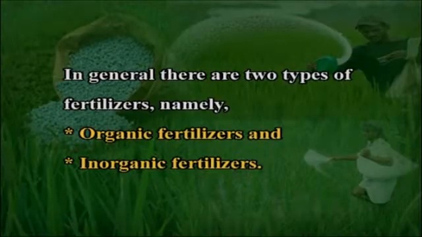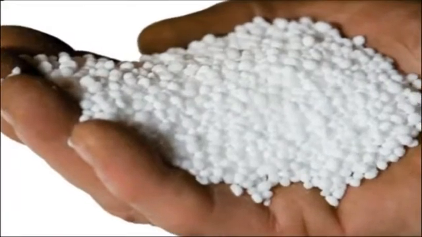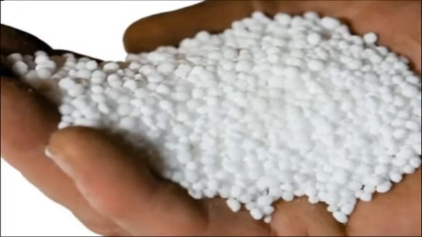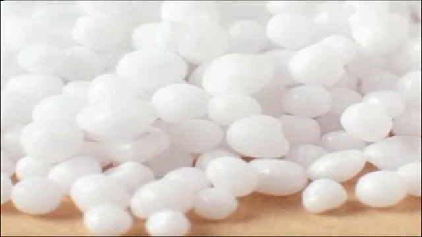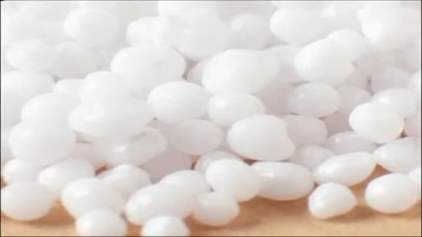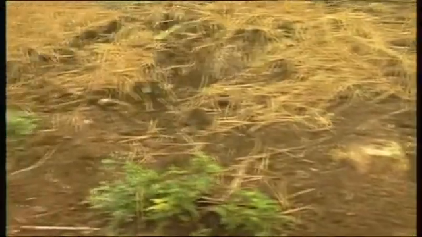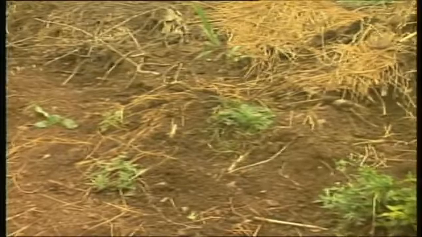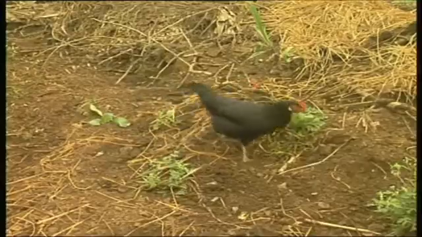In general, there are two types of fertilizers, namely organic fertilizers and inorganic fertilizers. Inorganic fertilizers are usually synthetic and chemical based. They primarily consist of nitrogen, phosphorus and potassium, which are non-biodegradable in nature, whereas organic fertilizers are of biotic origin, consisting of naturally decaying materials like sewage waste, crop residues, green manure, etc.